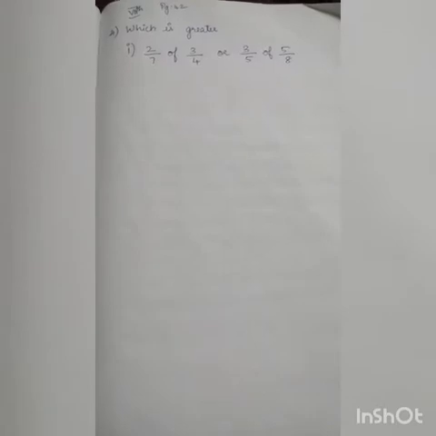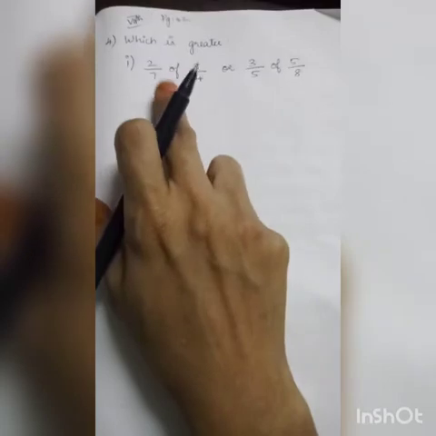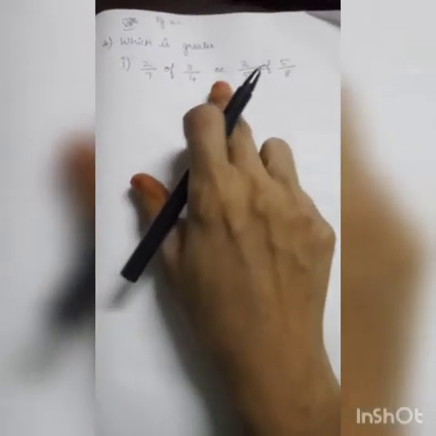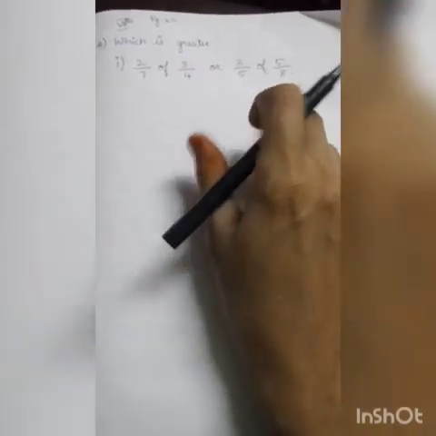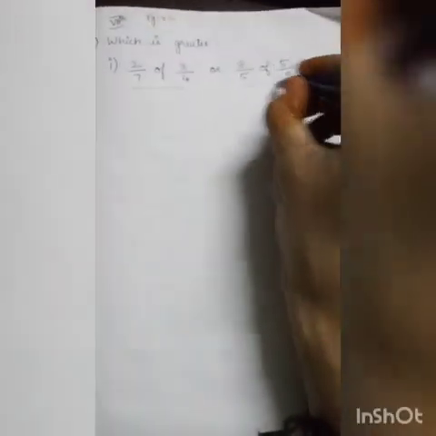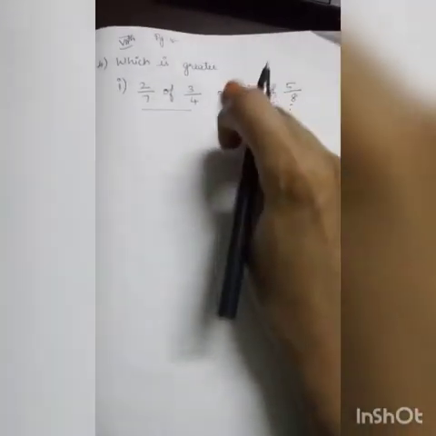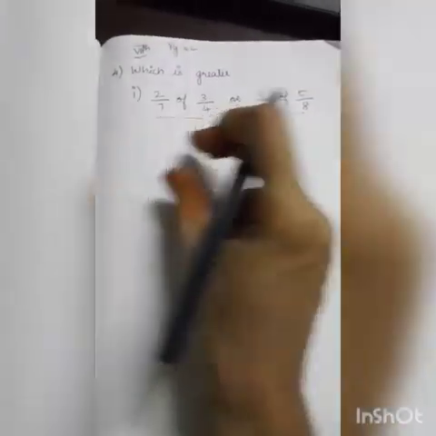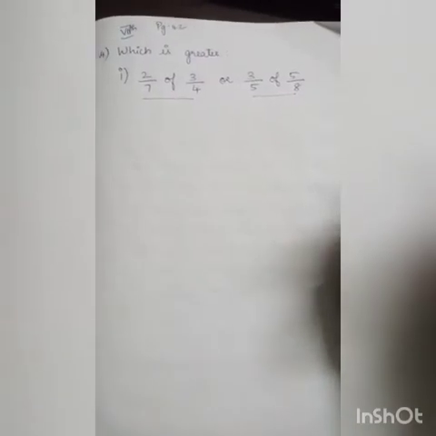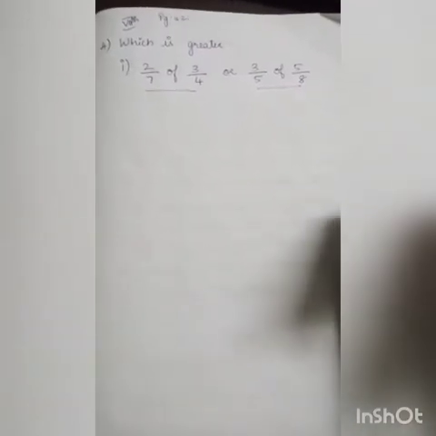What is the problem given? It is which is greater. They have given two options: 2 by 7 of 3 by 4, or 3 by 5 of 5 by 8. We are just going to solve this and this, and compare which is greater. First I am going to solve this separately and this separately. Then I am going to compare those two fractions and say which is greater.